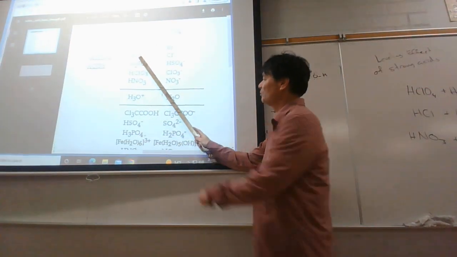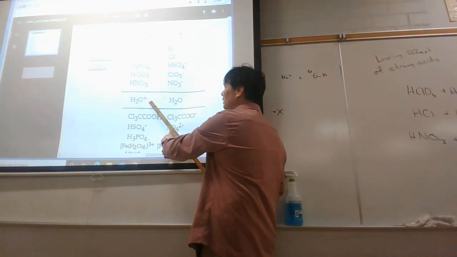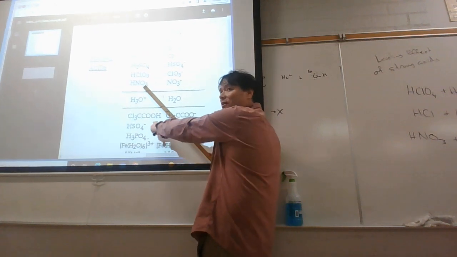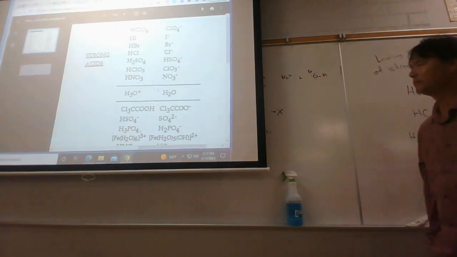If we go to HCl and react with sulfate, yes, we're going to get a driving force for that. That's downhill. Versus, let's say, HNO3 versus sulfate. That's also downhill, but it's going to be downhill less.